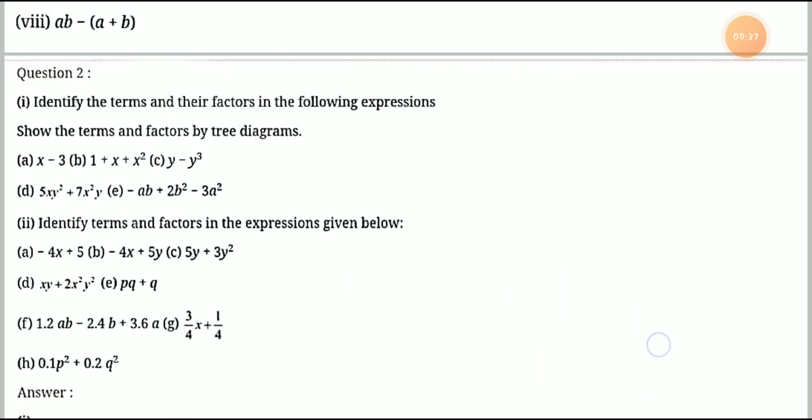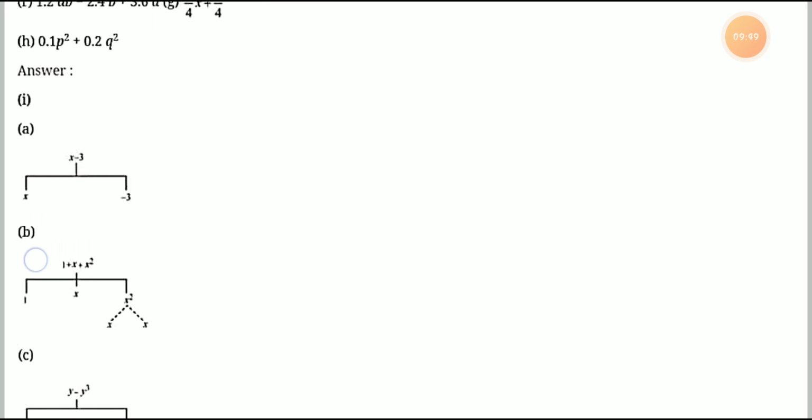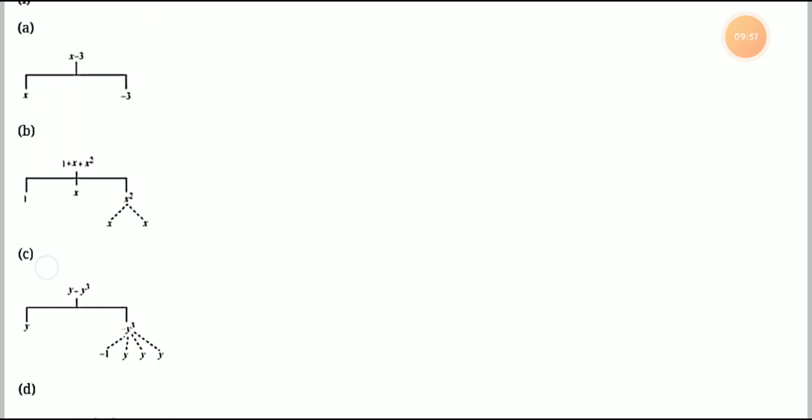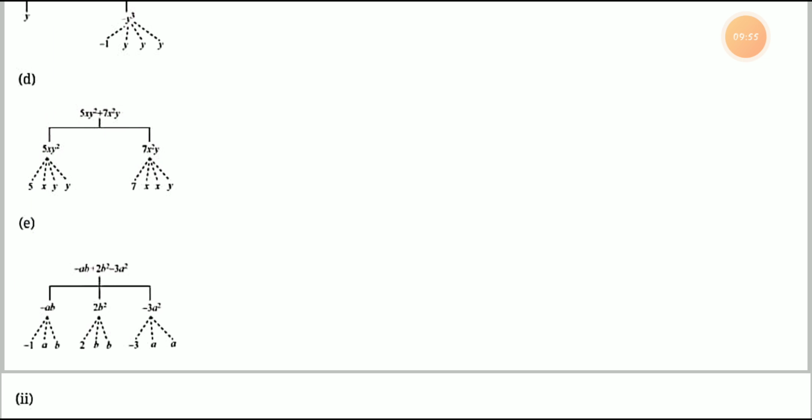Now here in the second part, identify the terms and the factors in the expressions given below. Here we have to simply find the factors and the terms. Okay, terms and the factors. So see the answers, how you have to do. I already mentioned to you. This is the answer of first one, means first part.